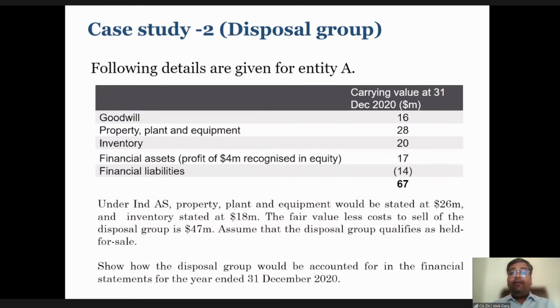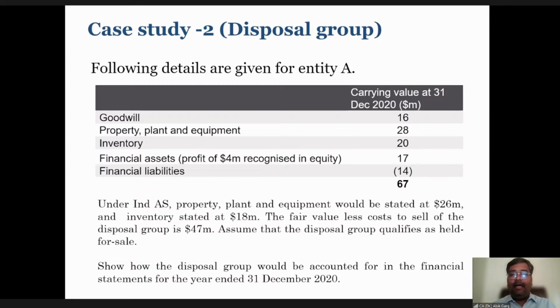Koshiki is asking, sir, why don't we discount fair value? So Koshiki, please try to understand. The fair value is as on date. You are computing market value on the date of classification as HFS. But if I'm talking about cost to sell, when will cost to sell be incurred? Cost to sell will be incurred at the time of actual sale. If the sale is expected to happen after 2 years, then 2 year discounting is done. Yes, Koshiki, then 2 year discounting is required.